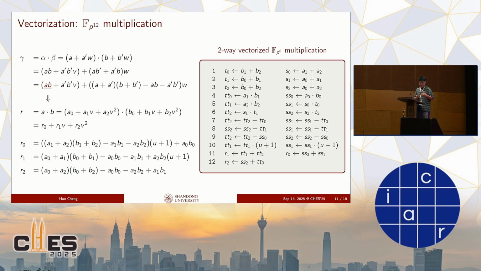Then we zoom in on the FP6 multiplication, and if we take advantage of the 3-way Karatsuba method, it will contain only 6 FP2 multiplications. And here on the right-hand side, we show the two-way vectorization of the FP6 multiplication using this 3-way Karatsuba. We can see the lanes are almost fully used except for the last operation.